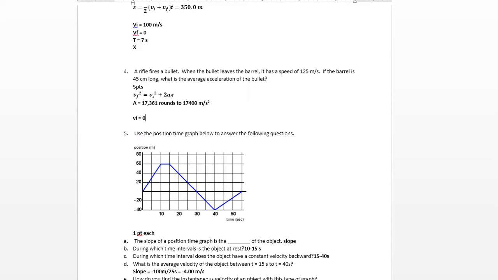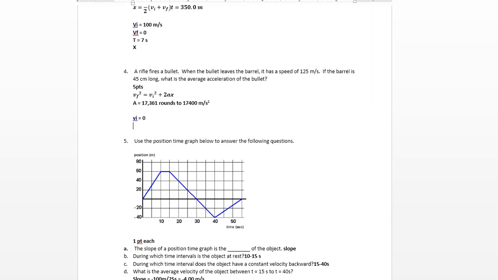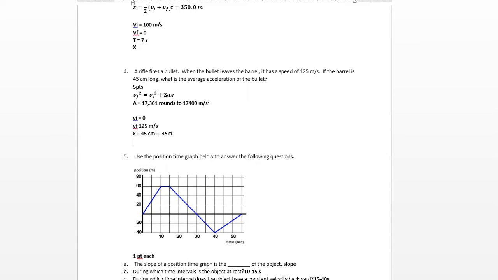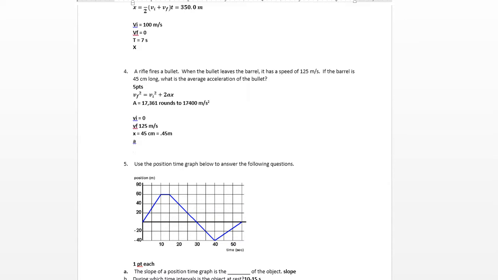VI is 0. I know that VF is 125 meters per second. I know that X is 45 centimeters, but I can't leave it as that because everything has to be in standard units when I use these formulas. So X is 0.45 meters. And I know that I'm looking for A. So I need a formula that doesn't have time in it, right? I need one that has VI, VF, X, and A. And the only formula that has that is this formula here.